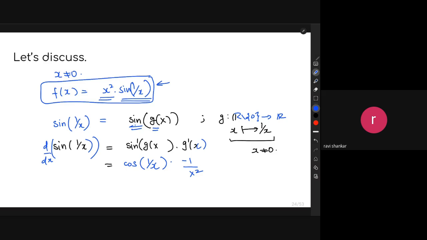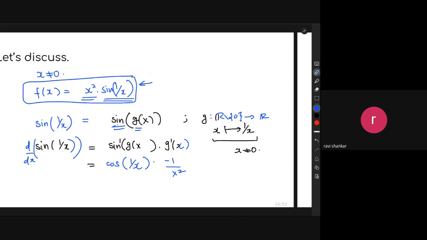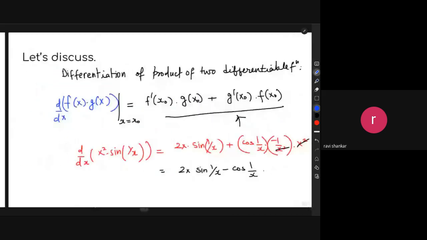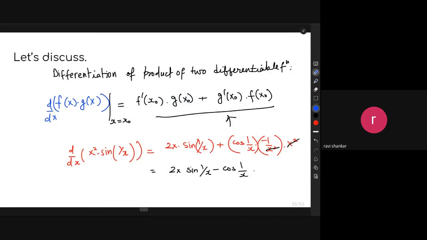I'm fixing a point x naught, so I'm calculating a derivative at x naught. It doesn't matter, you can just take x also. Just keep in mind that it is non-zero. That's all important. So you get this derivative. Now I apply this product rule in order to get the full derivative of this function. So that's how I get the complete derivative of this function.